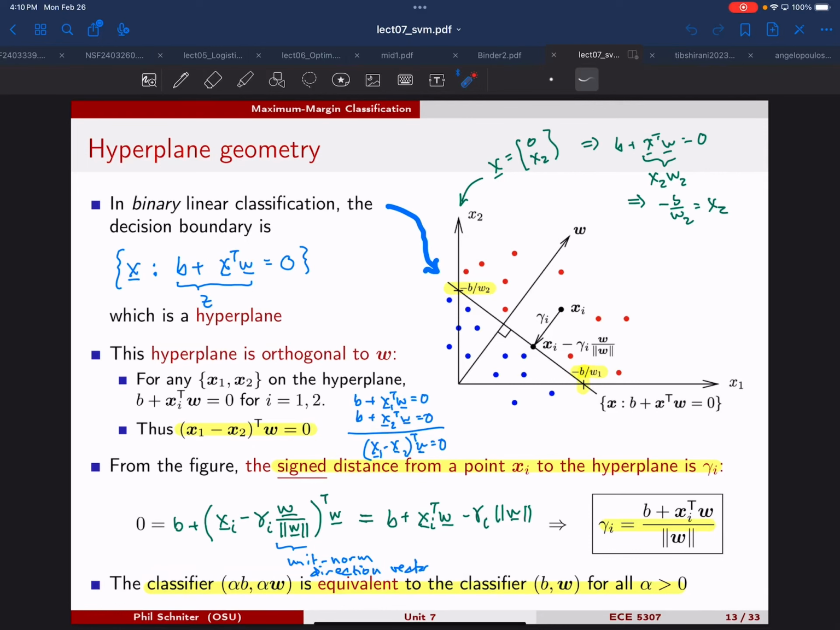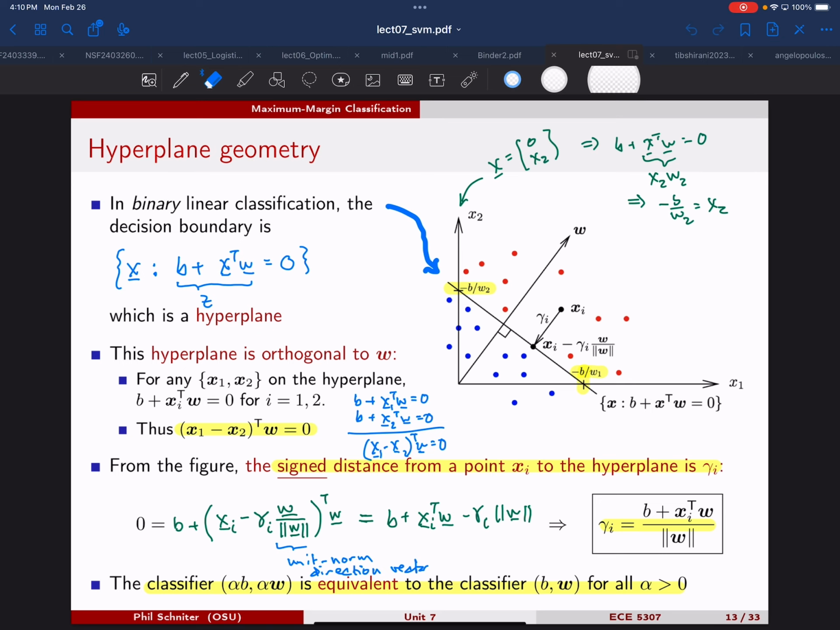Okay, hello everyone. So today we're going to continue our discussion and finally get into the real main idea behind the support vector stuff that this unit is about. So we have this very important picture here, which tells us a number of things about the geometry of the decision region in linear classification.